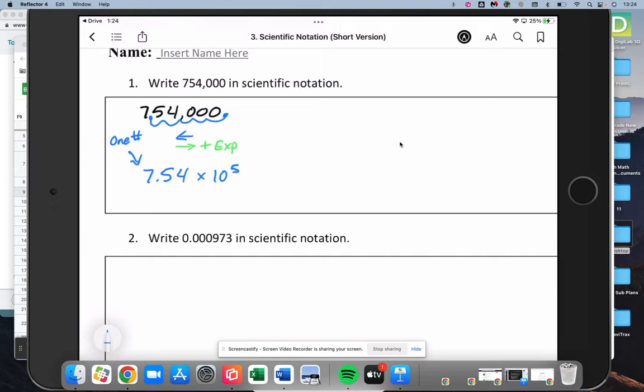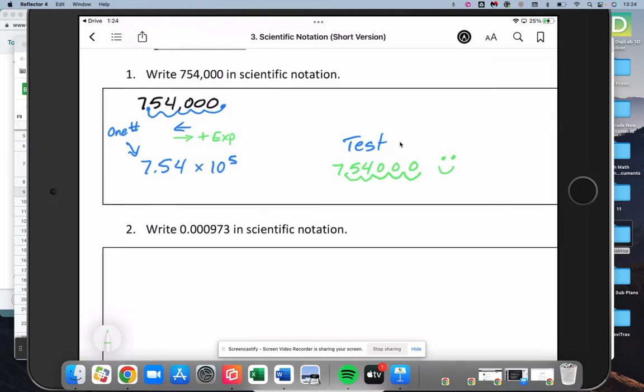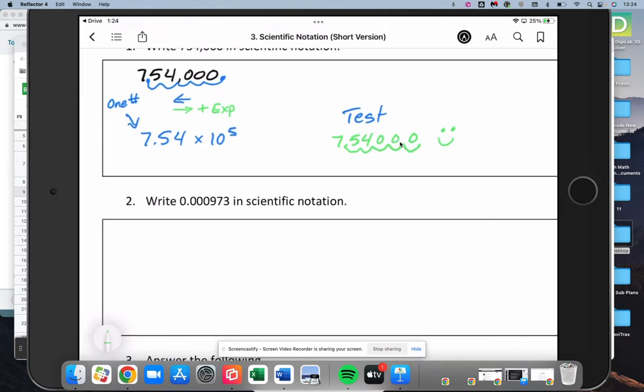And so just to test that out, let's write it out. 7.54. And then let's move the decimal 5 places to the right. 1, 2, 3, 4, 5. And in all these empty slots, we just need to drop a 0 in there. Well, look, we ended up with our original number, 754,000. So that worked.